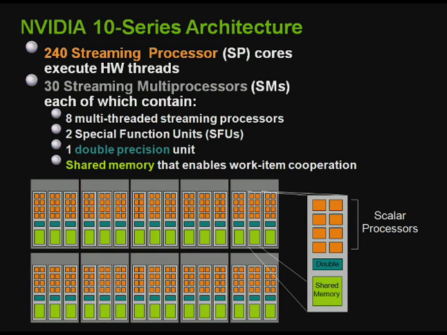It's got 240 streaming processors. These are cores that execute hardware threads. These are organized into 30 streaming multiprocessors, each of which contain 8 of the threaded streaming processors, 2 special function units, 1 double precision unit, and a shared memory, which maps directly onto OpenCL's local memory.